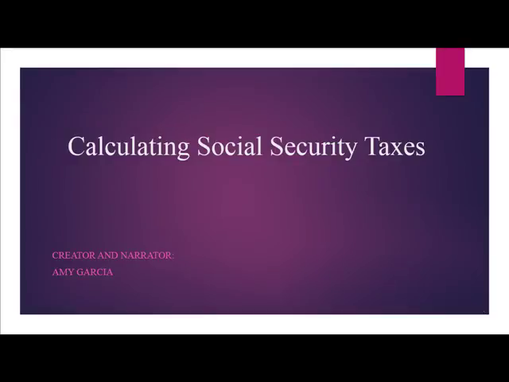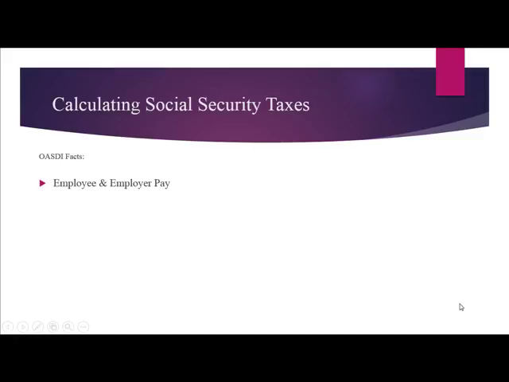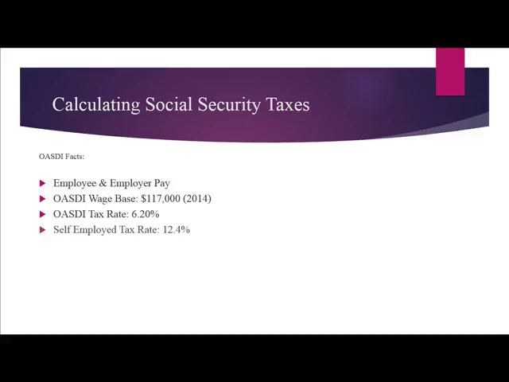Calculating Social Security taxes. OASDI facts. The employee and the employer pay this tax. The wage base is $117,000 for 2014. The tax rate is 6.2%. The self-employed tax rate is 12.4%.